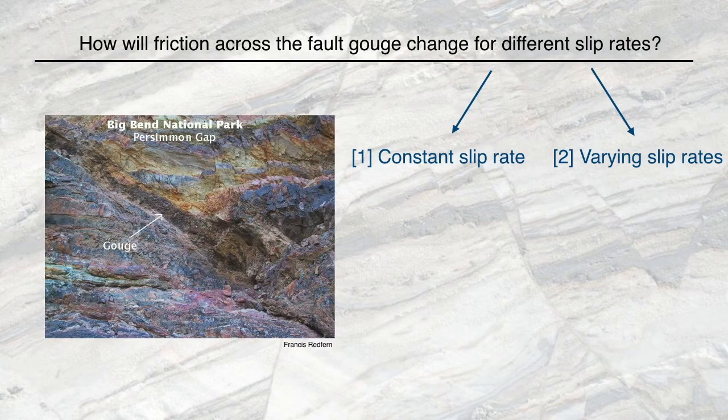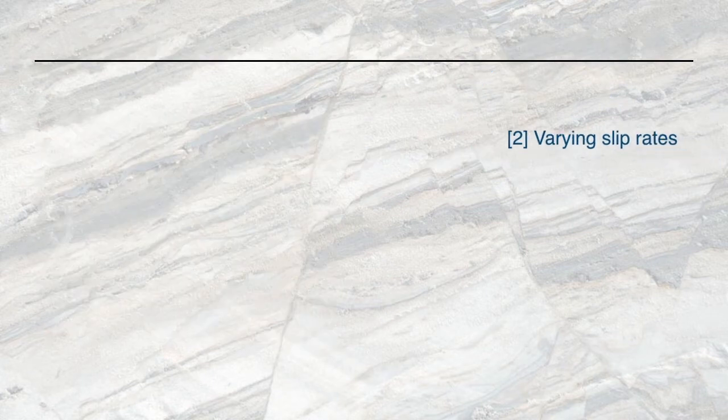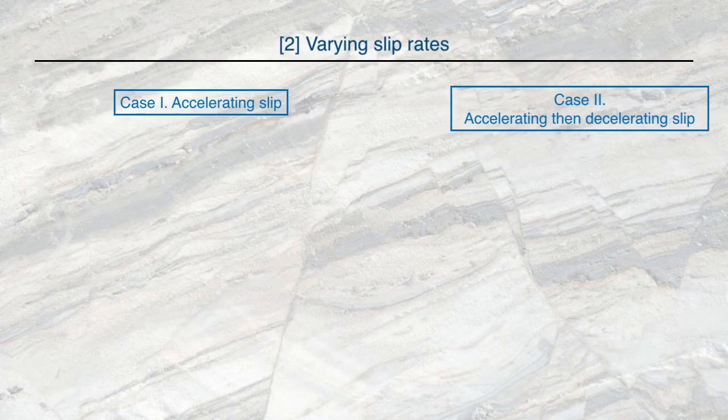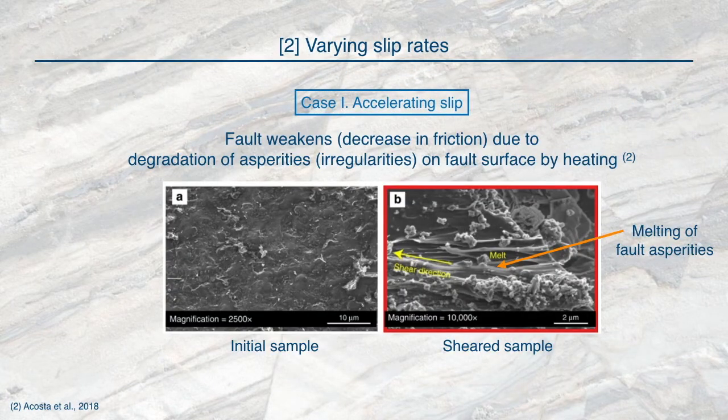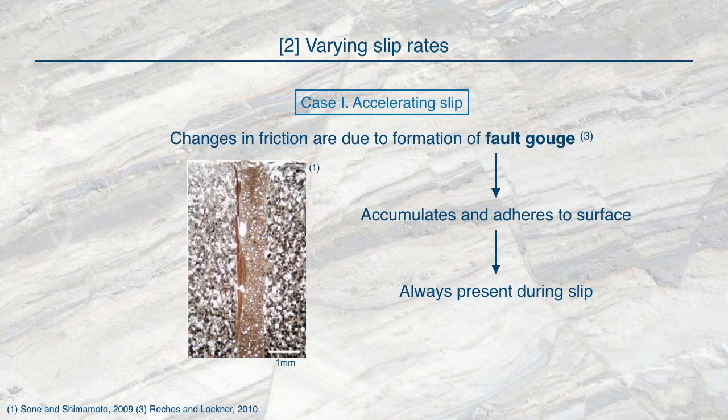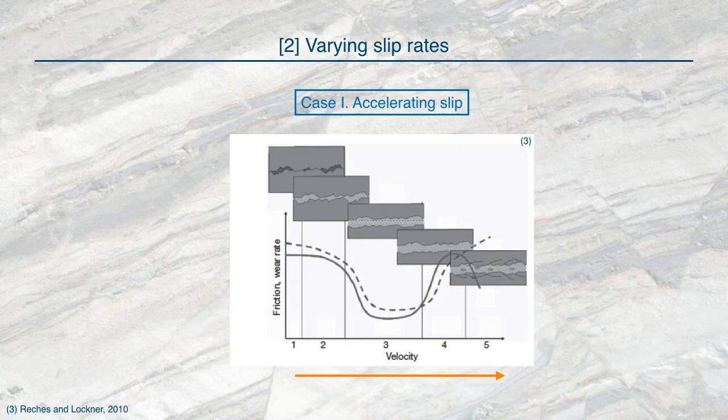Next, we can look at what happens when slip rate is not constant. When slip along the fault accelerates, irregularities on the fault surface melt due to heating, causing friction to decrease. Studies have revealed that the formation of fault gouges directly affects frictional changes as it accumulates to surfaces during slip. This is a possible model of friction for accelerating fault slip from rest with 5 stages.